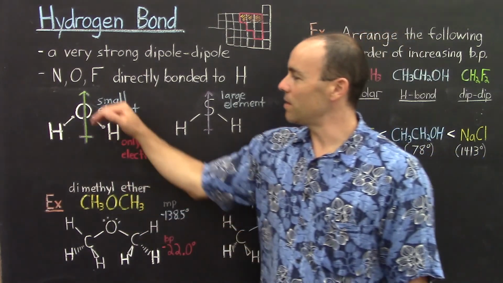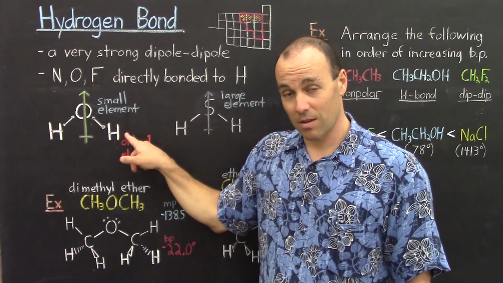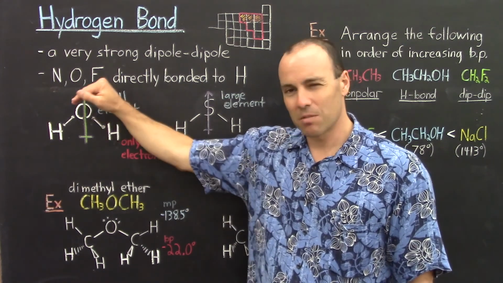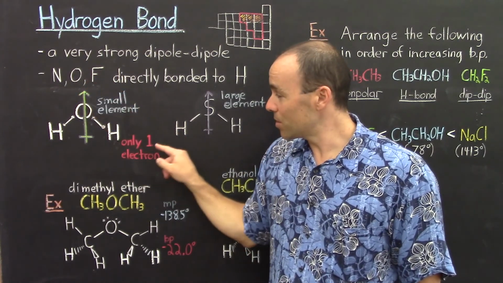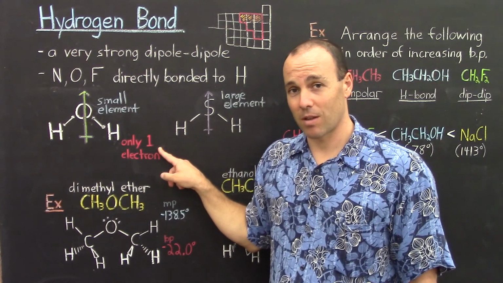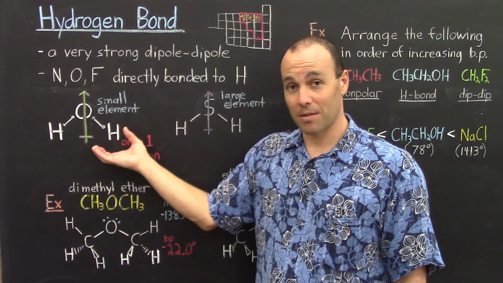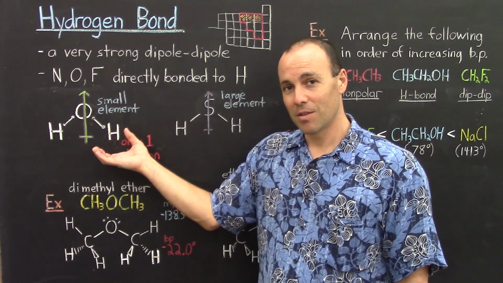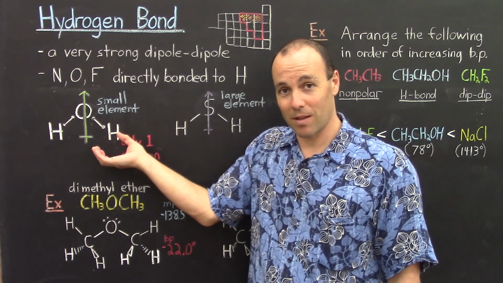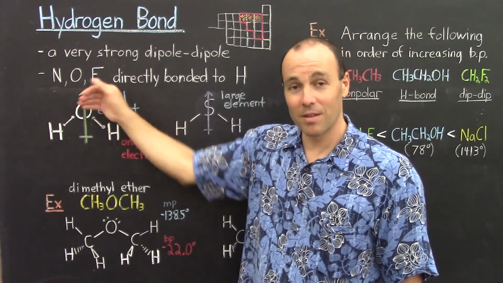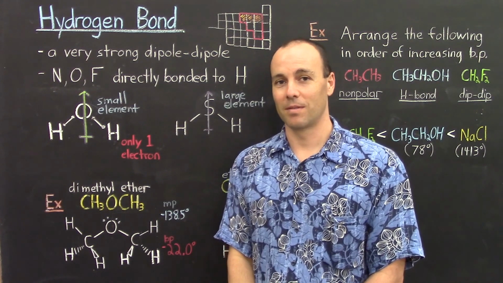Now, when you have one of these small electronegative elements attached to hydrogen, well, what happens is that small, powerful negative end of the molecule pulls the one and only valence electron away from the hydrogen, and when that happens, the proton on hydrogen gets exposed. So you end up with a really small positive portion of the molecule as well. Small negative region and small positive region. That makes for an especially strong dipole.